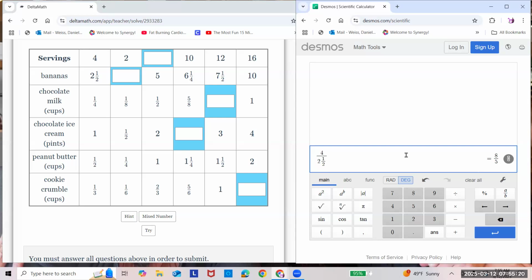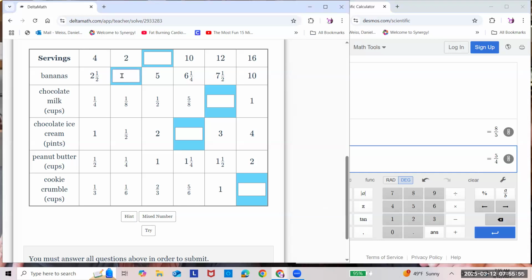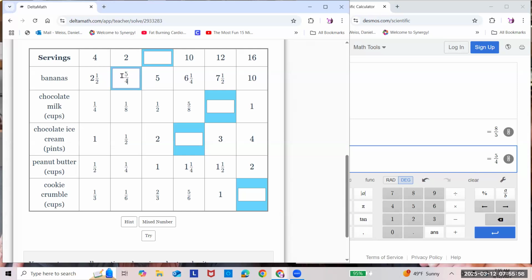Okay, so now what that's telling me is that 4 divided by 8 over 5 equals 2.5. Okay, so 4 over 8 over 5 equals 2.5. Then what I'm going to do is I'm going to do 2 divided by 8 over 5. 8 over 5. And I get 1.25, but I'm going to write that as a fraction. 5 over 4. So I'm going to type here 5 divided by 4.